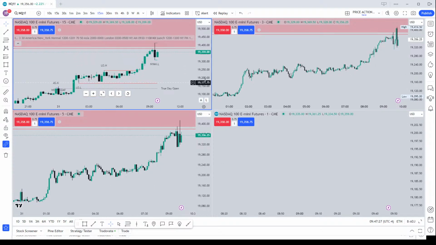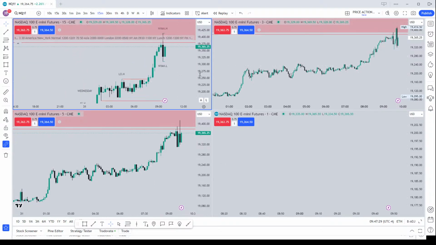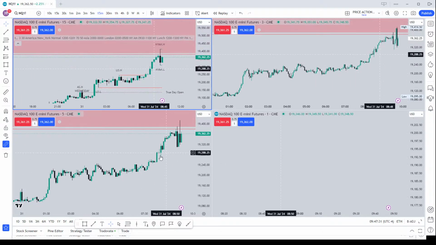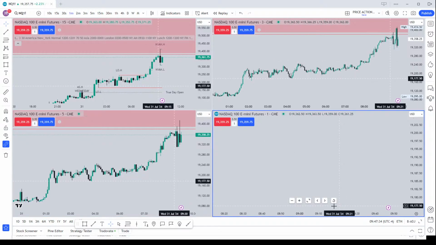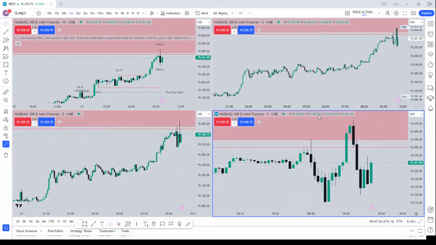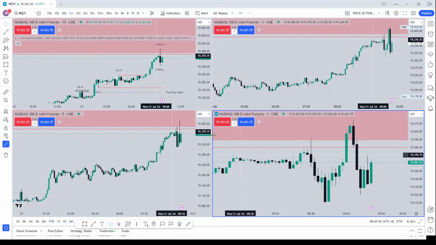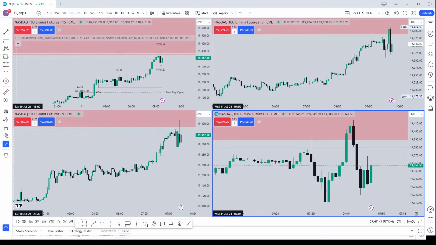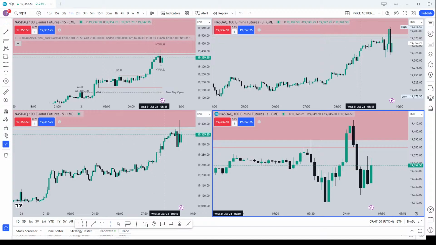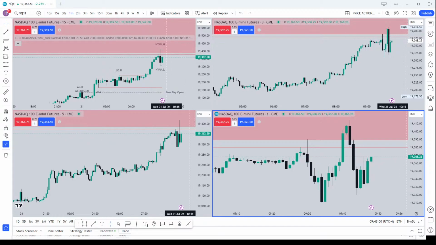Let's go down to the screen here. So we know what we're doing. I like having the 15, 5, 3, and 1 minute open on one screen. And then I have my correlated markets, the ES, the Dow Jones, and the VIX. The VIX is pumping, and the ES and the Dow are dropping.